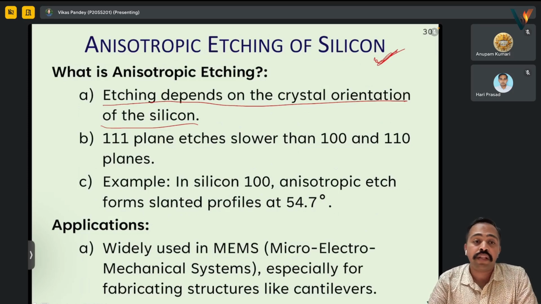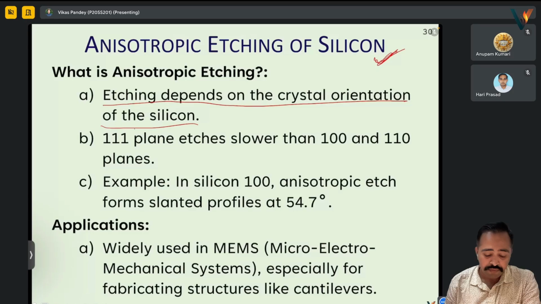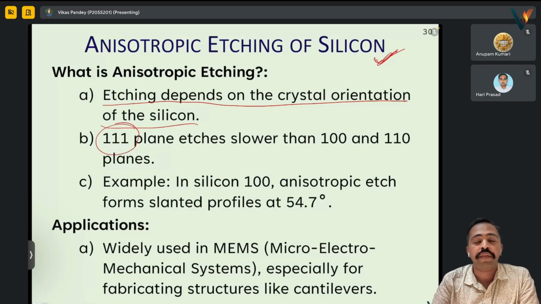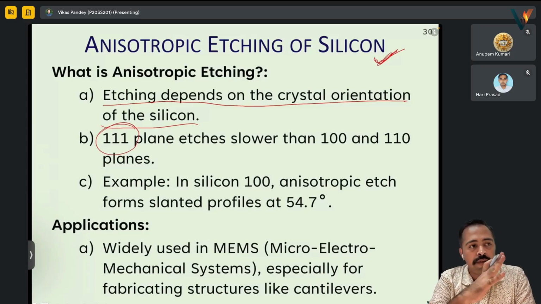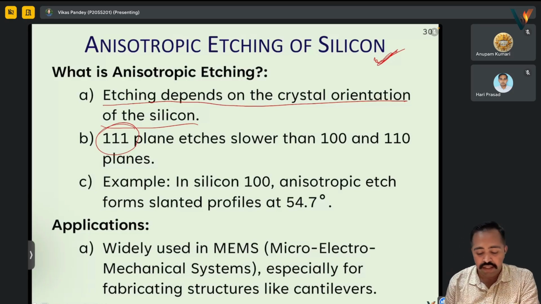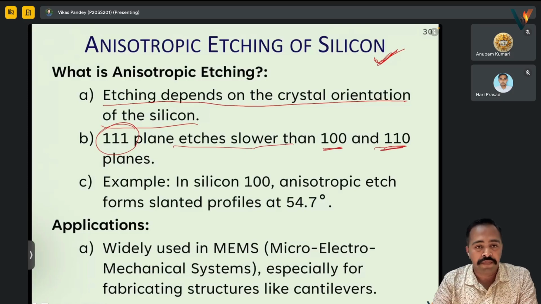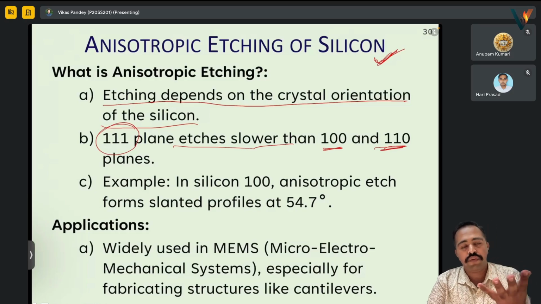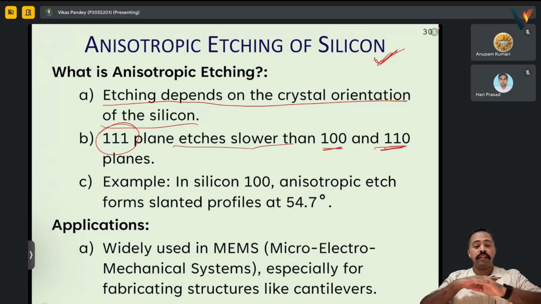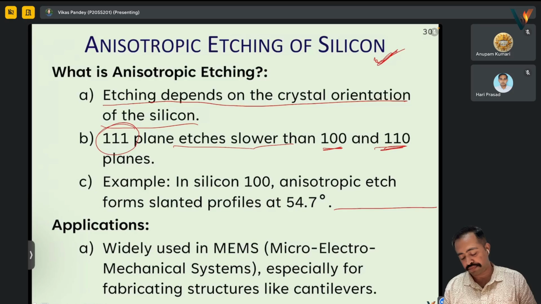So there is a property that the 111 plane is the most dense plane, or the most atomically packed plane, and that's why it is much slower than the 100 or 110 plane. In silicon 100, if we are taking a 100 plane, it means the top layer is 100. So on the top this is the 100 plane.